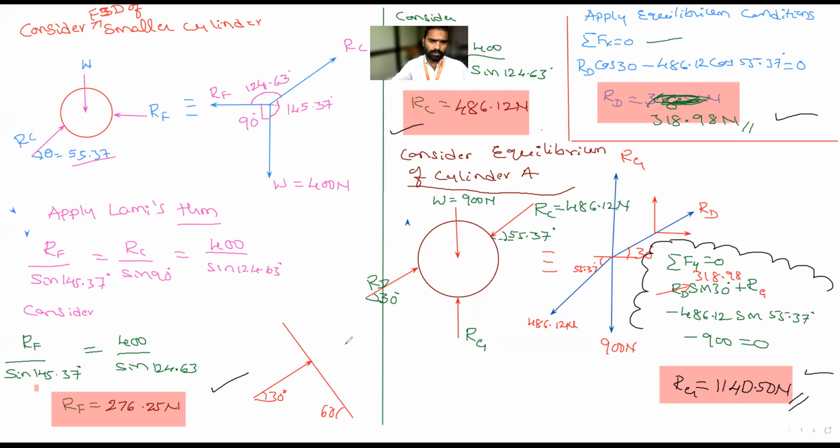Okay. So in the problem, he has given the weight of cylinder A and cylinder B. I might not have dictated it. But in the problem he has given it. Without the weight of the cylinder, we cannot solve. In the problem statement, he gave that weight of cylinder A is 900 Newton and weight of cylinder B is 400 Newton. Clear, Santoshi? Yes. Okay.